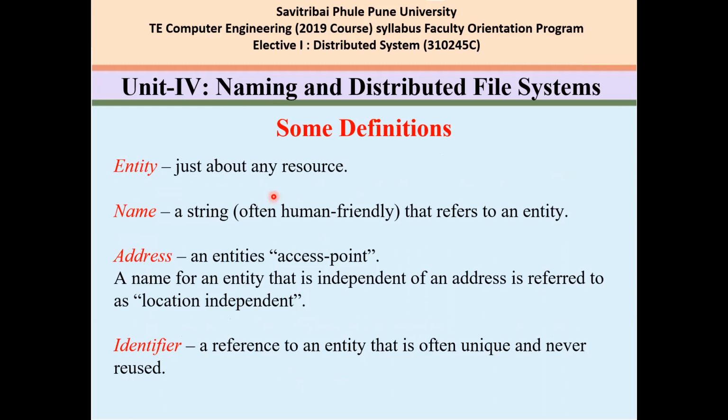A name is a string, often which is human friendly, that refers to an entity. Address will be the access point to the exact, I can say, location from where you are going to get or access or retrieve that particular file or resource. So a name for an entity that is independent of an address is referred to as location independent, okay? Identifier, as the roll number or PRN number or SSN number in other countries works. Identifier is a reference to an entity that is often unique and never reused, okay, like IDs, fine?